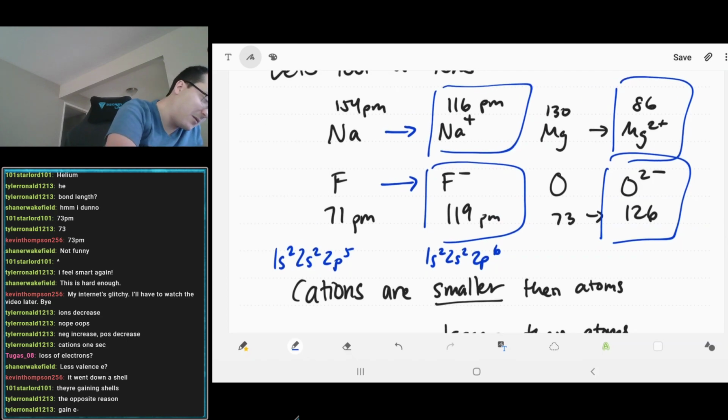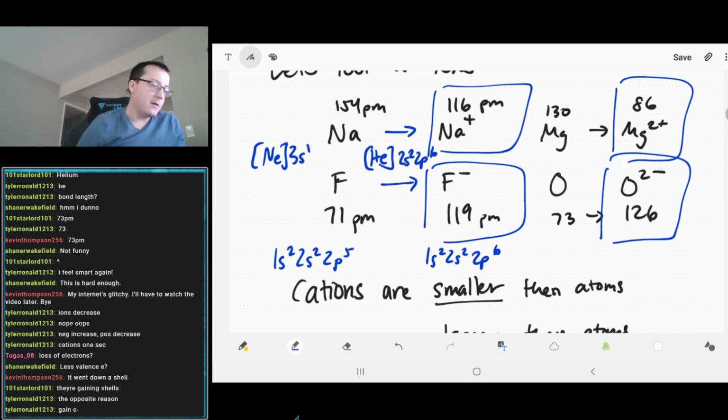So where we went from, to, what did we go to? Helium. Why am I even writing helium? We have completely lost our third shell for sodium. But in the opposite case, with the adding of electrons, we're just having them repel each other. They're just pushing each other away. And so it's expanding. Whereas with the cation, we completely lost our third shell. Okay, so that's what we're looking at here.